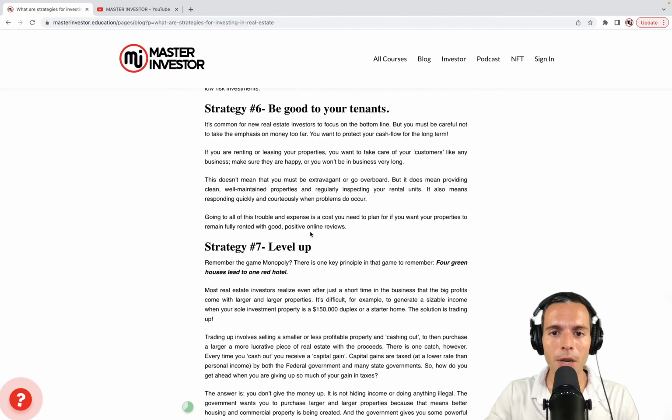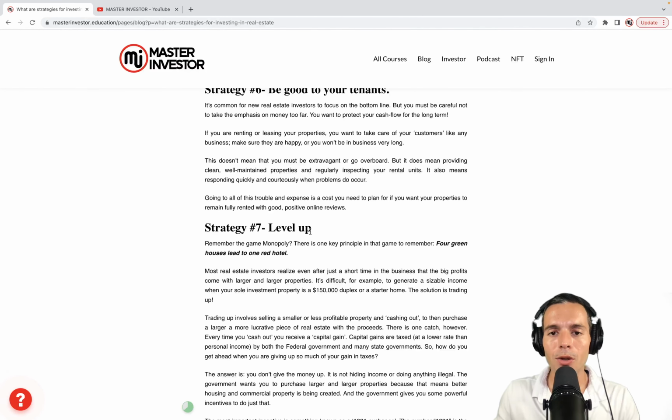Strategy number 6, be good to your tenants. It is common for new real estate investors to focus on the bottom line, aka cash flow, but you must be careful not to take the emphasis on money too far. You want to protect your cash flow for the long term. If you are renting or leasing your properties, you want to take care of your customers like any business. Make sure they're happy or you won't be in business very long. Remember, real estate is as good as your tenants are.